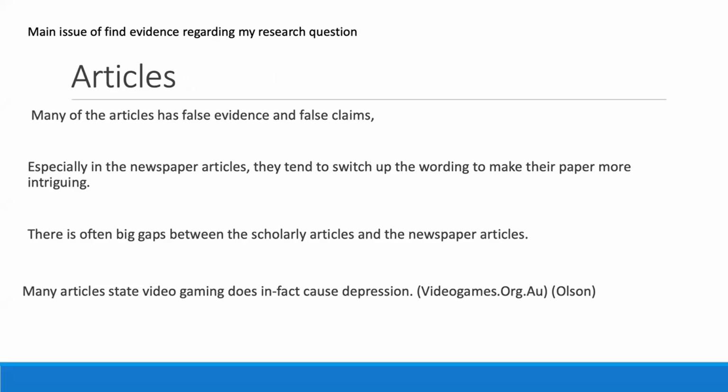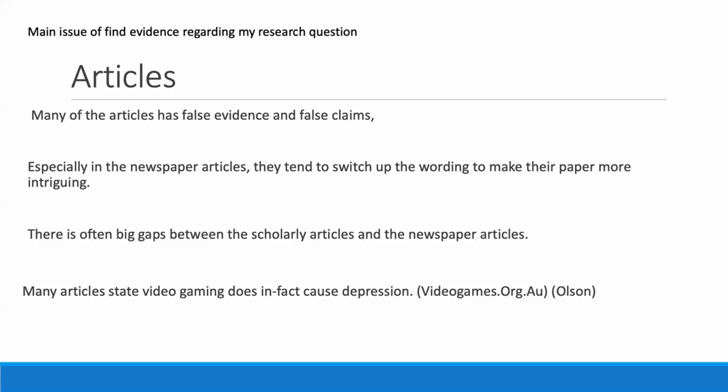And since there are so many false evidence and false claims in the many articles, they tend to overly exaggerate certain topics so that the audience may be more interested in that specific topic. Especially the articles I came across, they were far different from the articles that provided evidence to support their claims. They use the evidence from the scholarly articles, but often change up the wording to make it seem more relevant and intriguing. The overall newspaper article will always be misleading so that the individuals who come across this article may be more interested and read the whole article.